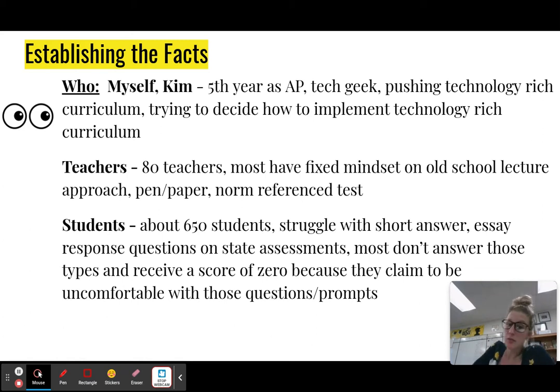Students are also involved. There's about 650 students. They struggle with the short answer essay response questions. Most of them claim that they got a 0 on that because they don't even try to answer those questions. They just leave them blank because they're not comfortable with them. They haven't had a chance to practice it in the school year. So I'm trying to get rid of that situation.